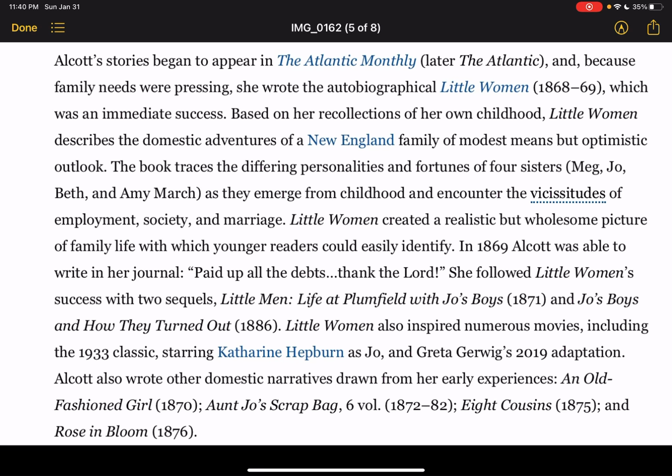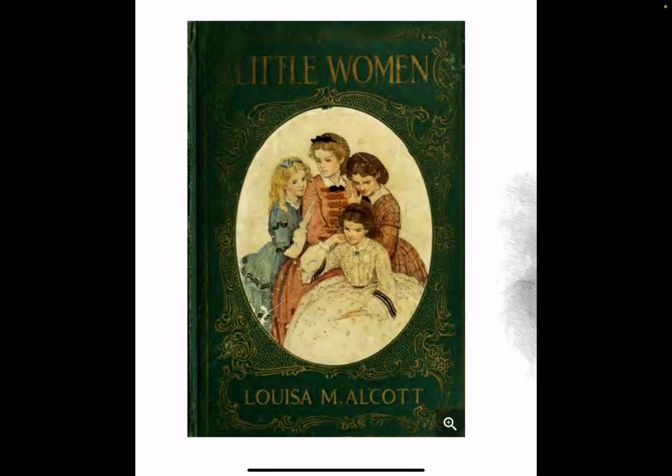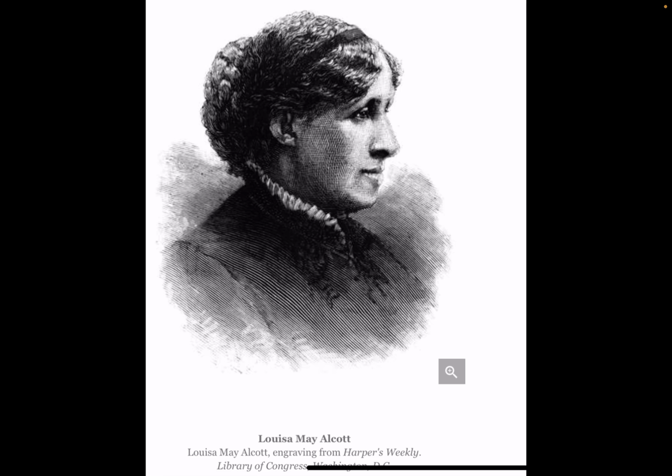She was able, by that book, to pay up all the debts, thank the Lord, she wrote. And she wrote two sequels, Little Men and Jo's Boys and How They Turned Out. Little Women also inspired numerous movies, and yes, here's a picture I found of an old cover. I thought that was pretty. And one more picture of her for good measure.